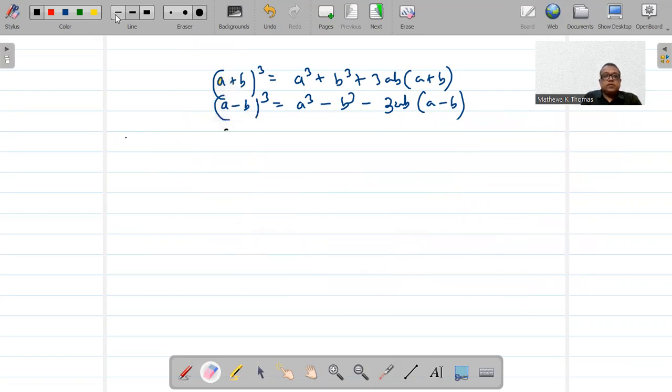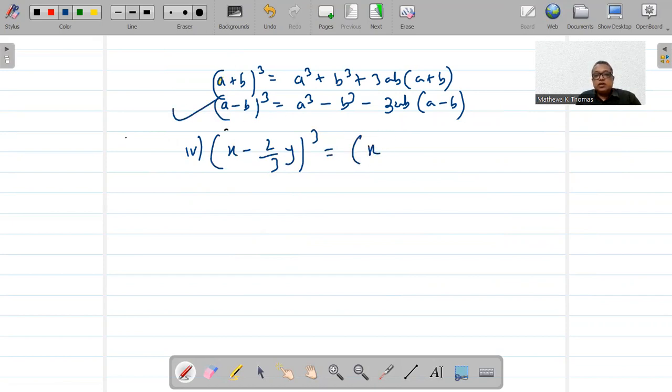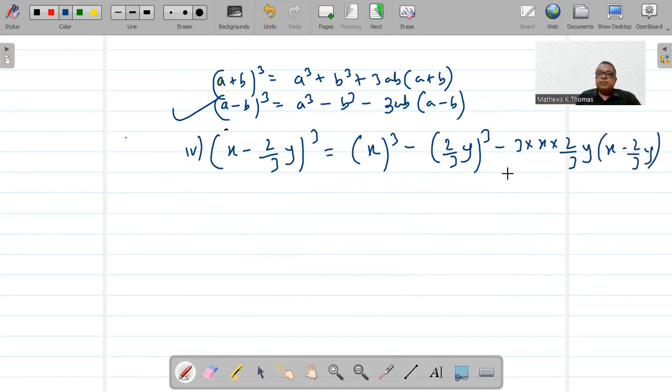That is (x - 2/(3y))³, right? That was the question, the fourth part. So I'm going to use this second identity, a³ - b³ - 3ab(a - b).